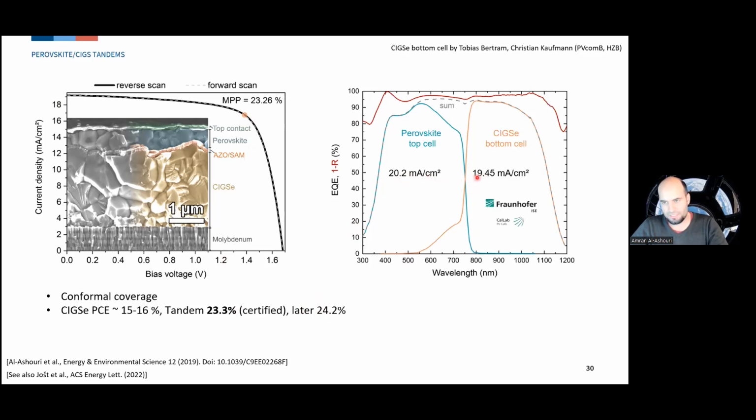And the currents in the tandem cell are comparable to silicon currents. And also VOCs can be high for CIGS. So there's nothing basically holding back.